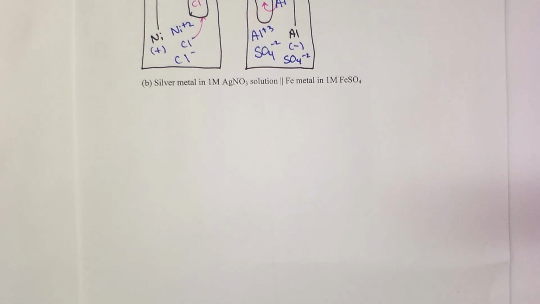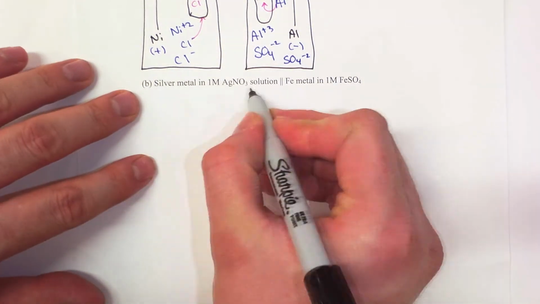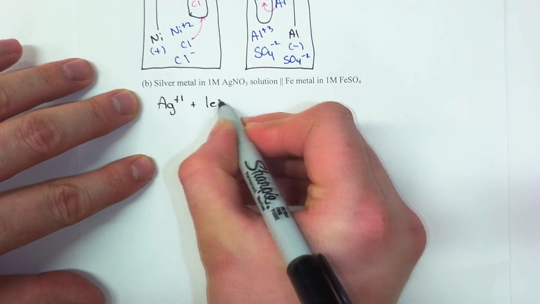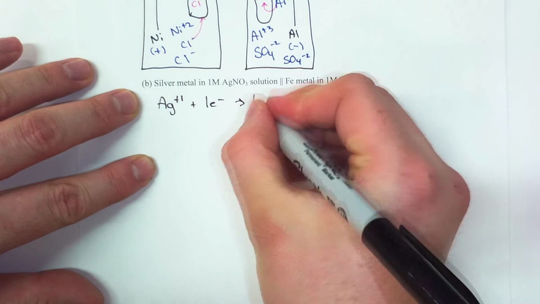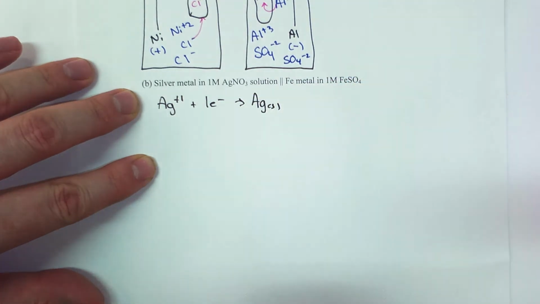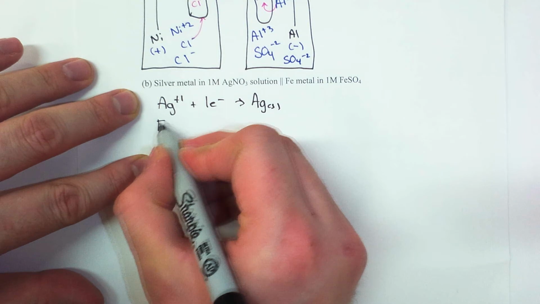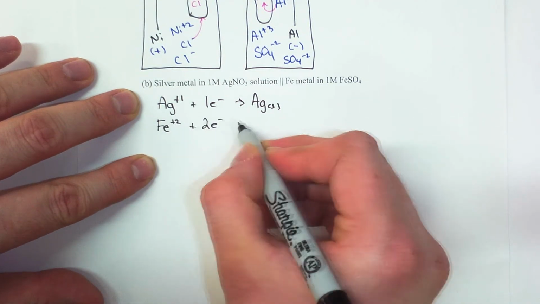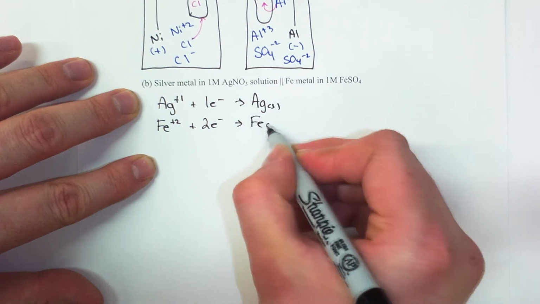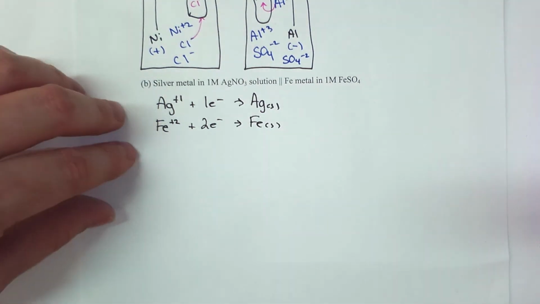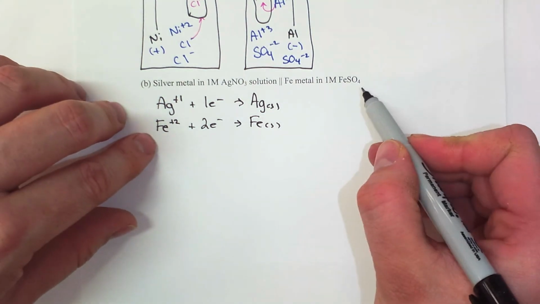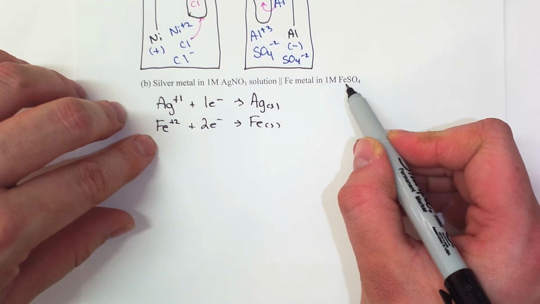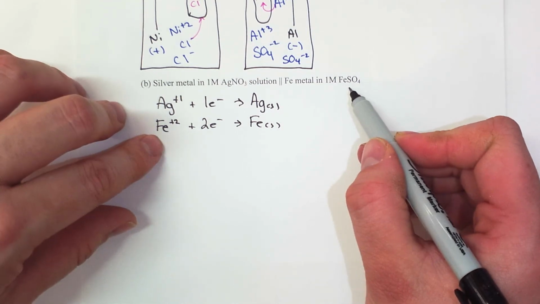So we'll set it up the same way. We have silver metal and silver nitrate. So silver only has 1 oxidation state. It can only be plus 1. Plus 1 electron goes to silver metal. And the other one is iron plus 2 plus electrons gives iron solid. Sulfate is minus 2 as a polyatomic ion, so the iron must be plus 2. That's where we get it, because iron is multivalent. It could be either of them.